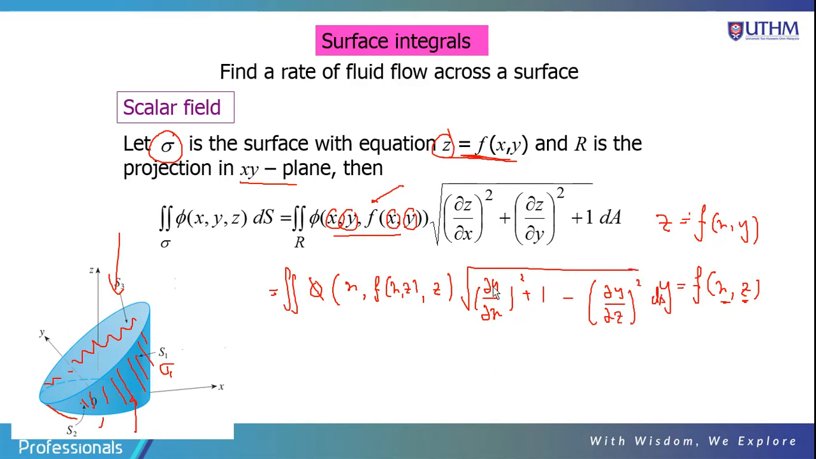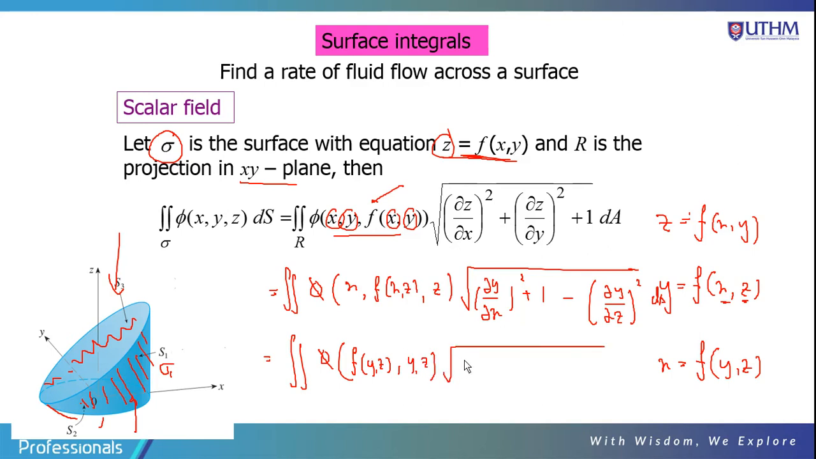If the surface function is equal to x, the projection is in terms of yz. So the double integral, the function must be in terms of y and z, no more x here, multiplied with x becomes 1. So you take the partial of x with respect to y squared, plus the partial of x with respect to z squared, dA.